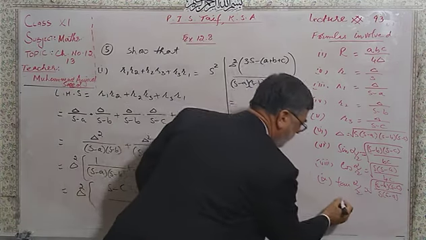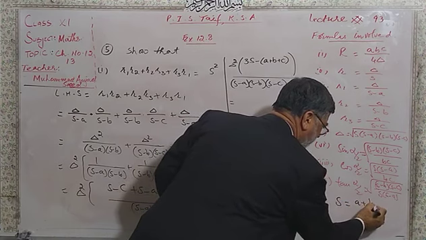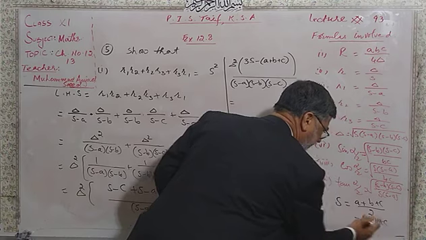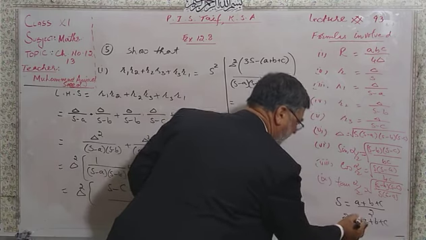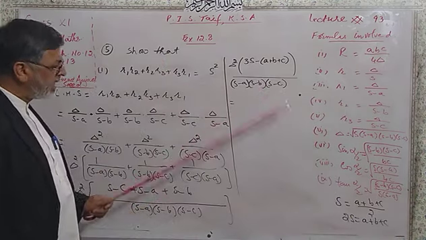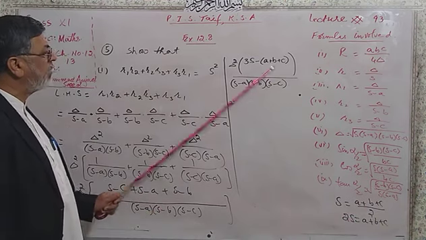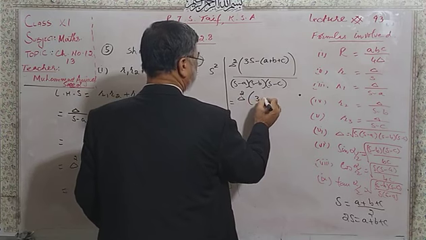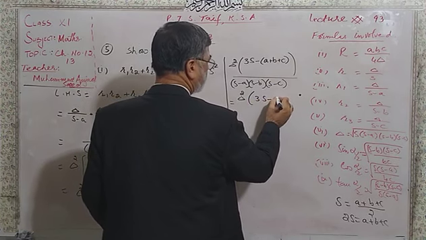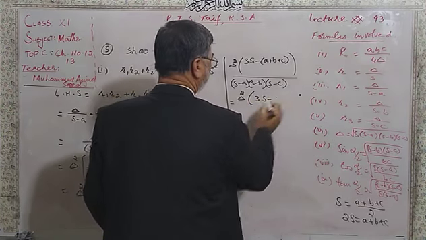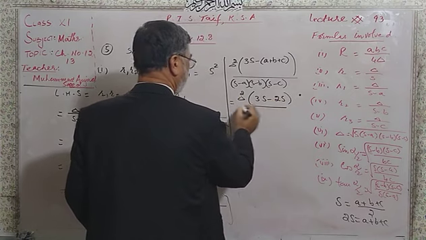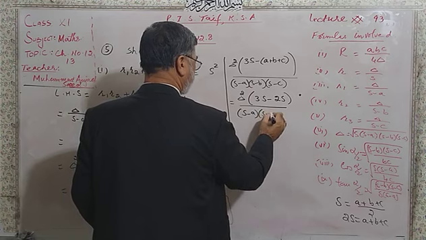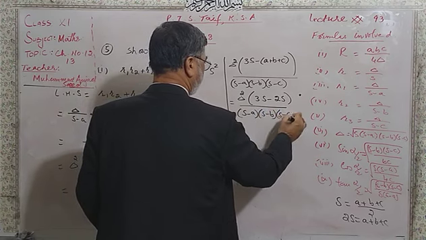So you know that S is equal to (A plus B plus C) over 2. Bring this 2 to the left hand side. So in place of A plus B plus C, you can put here S. So 3S minus 2S over S minus A, S minus B and S minus C.